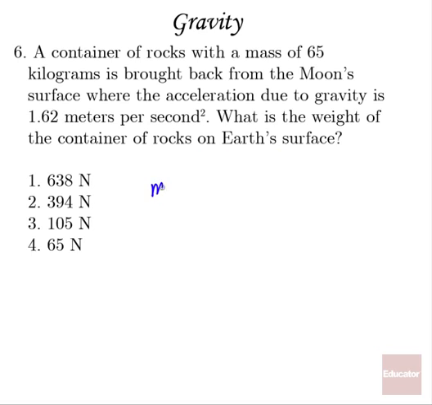Well, weight is just mass times the acceleration due to gravity. Our mass is 65 kilograms. The acceleration due to gravity on Earth is 9.8 meters per second squared. So that's going to be right around 638 newtons. Answer number 1. We didn't need to know the acceleration due to gravity on the moon since we already knew what its mass was.